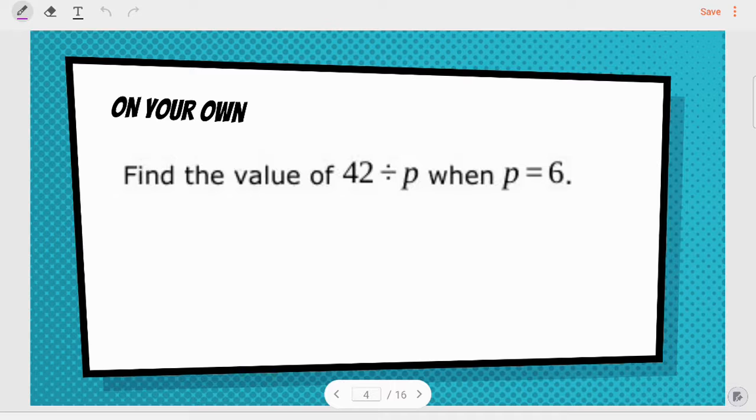Find the value of 42 divided by p when p equals 6. So what do I do? 42 divided by, what was the other name for p? The other name for p was 6. 42 divided by 6 is 7.